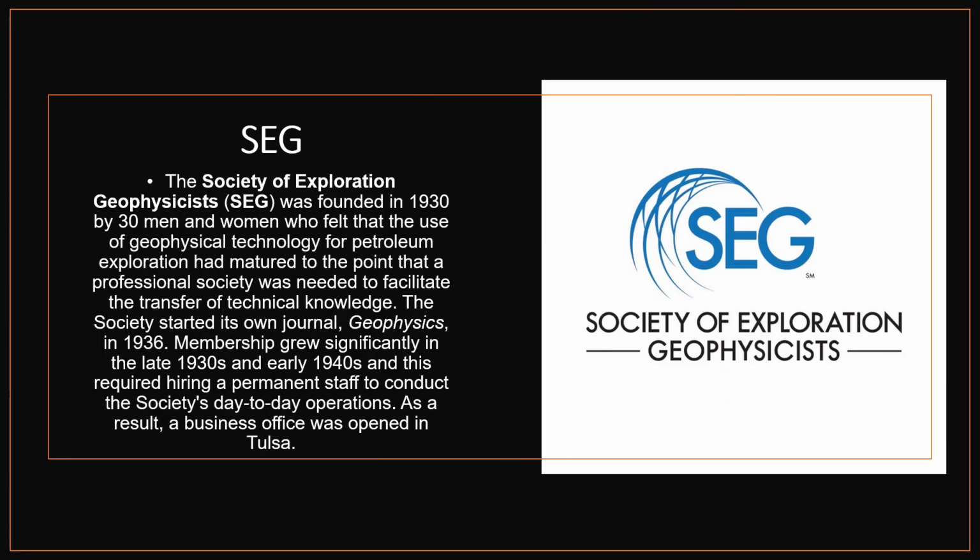The SEG, the Society of Exploration Geophysicists, was founded in 1930 by 30 men and women who felt that the use of geophysical technology for petroleum exploration had matured to the point that a professional society was needed to facilitate the transfer of technical knowledge. The society started its own journal, Geophysics, in 1936. Membership grew significantly in the late 1930s and 1940s, and this required hiring a permanent staff to conduct the society's day-to-day operations. As a result, a business office was opened in Tulsa.